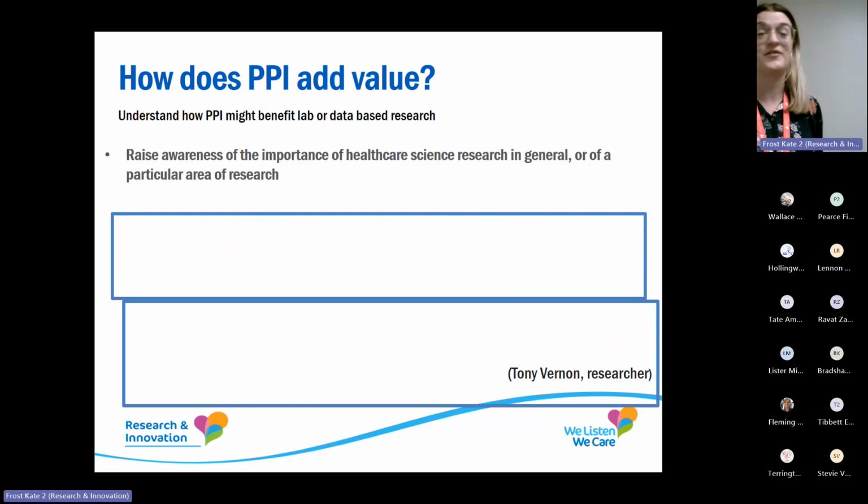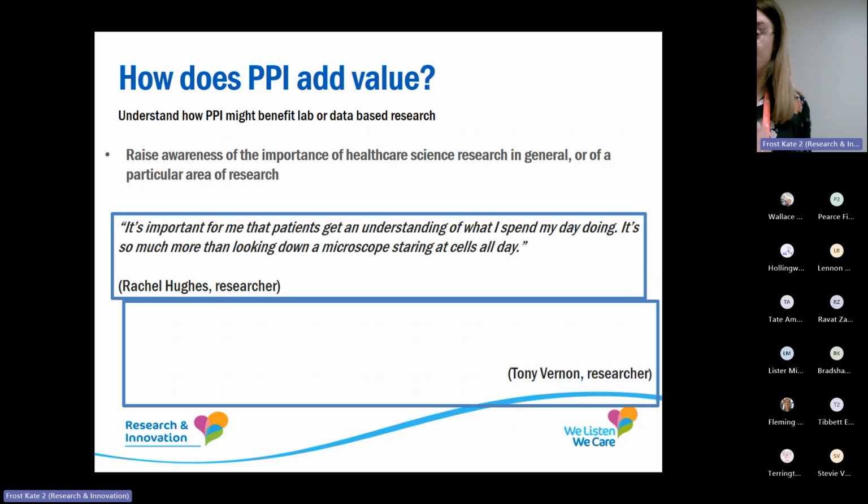It can also raise awareness of the importance of this type of research. A lot of people, when they think about clinical research, especially with COVID-19 and vaccination trials, think about that, and that's the go-to when people are thinking about research being conducted. But it's really raising awareness about the importance of healthcare research in general, and also a particular area of research. And there's another quote here from a researcher.